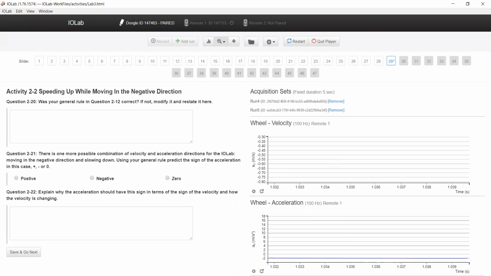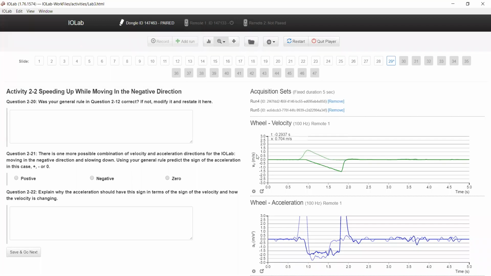Let me show you again. I just did auto scale and got those back. So speeding up in a negative direction resulted in negative sign of the acceleration. So speeding up in a particular direction will result in the same sign of the acceleration as the direction of motion. Slowing down in a particular direction results in opposite sign of the acceleration to the direction of motion.